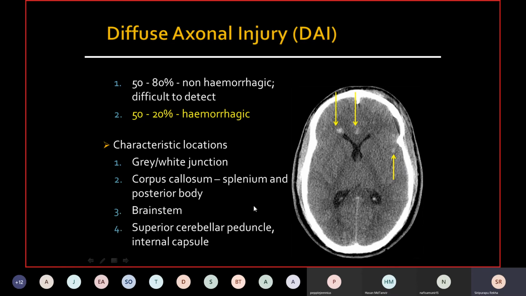But the locations to look for in the context of diffuse axonal injury are the gray-white junction, corpus callosum, notably the splenium and posterior body, brain stem, and the white matter tracts. So the internal capsule and the superior cerebellar peduncle are the ones which are described more in the literature.